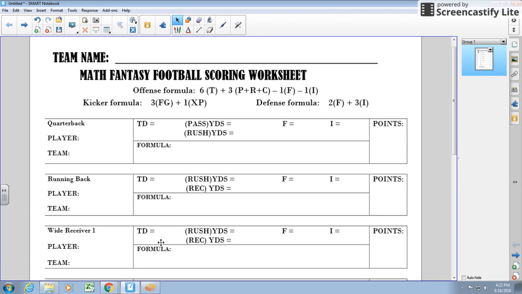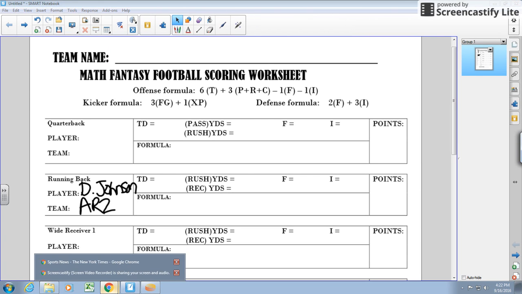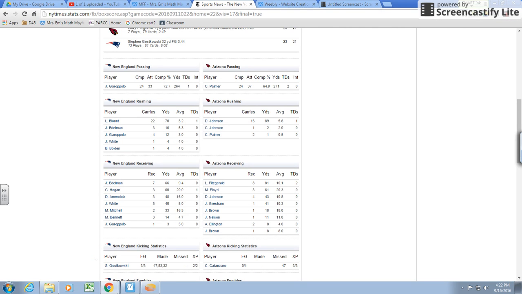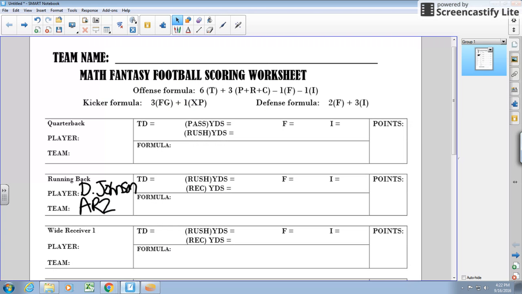So I'm going to write for my running back position, D. Johnson. And he's Arizona. Now, I'm going to go back. Let's make sure we have our score. So we know he had 89 yards and 1 touchdown. So now we're going to go back. He had 89 rushing yards, 1 touchdown.